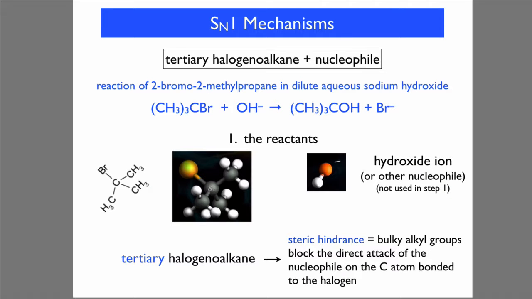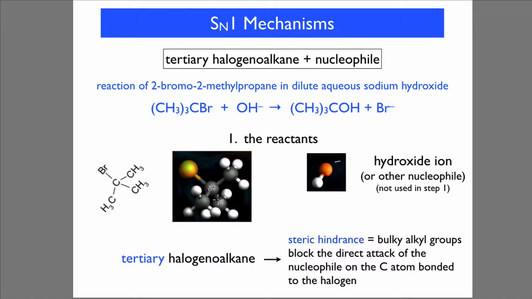The SN1 mechanism, we've got tertiary halogenoalkane and a nucleophile. We've got 2-bromo-2-methylpropane here in dilute aqueous sodium hydroxide. There's obviously two reactants, as you can see there. We've got the hydroxide ion, the nucleophile, and we've got the tertiary halogenoalkane here. You can see the bromine there, and you can see the positive dipole on the central carbon.